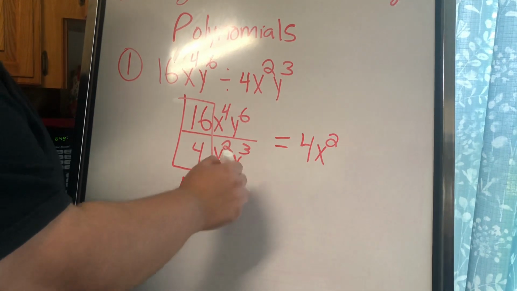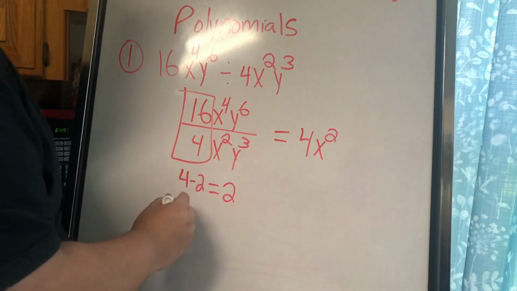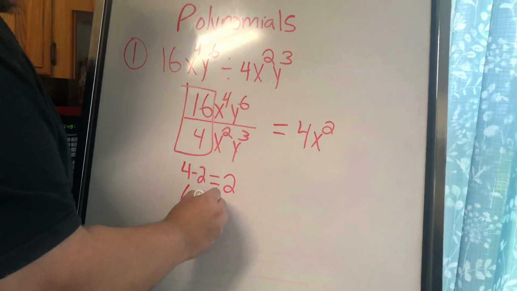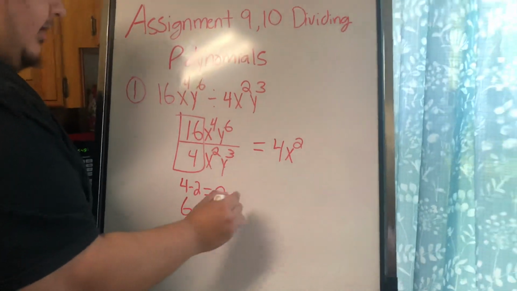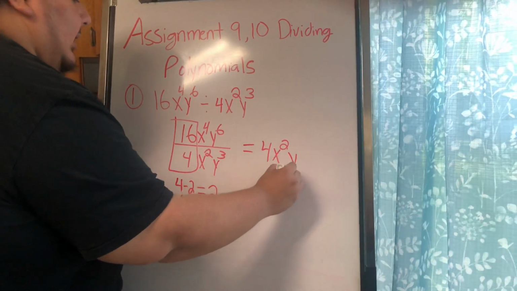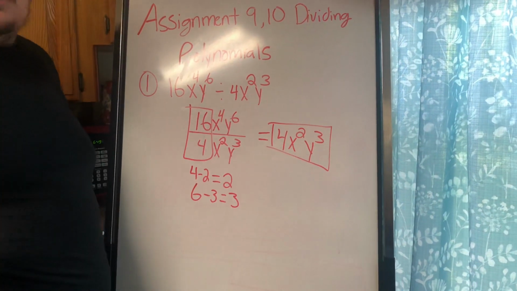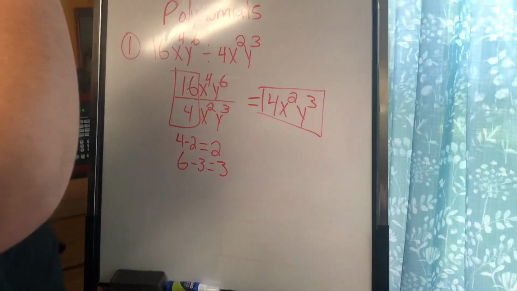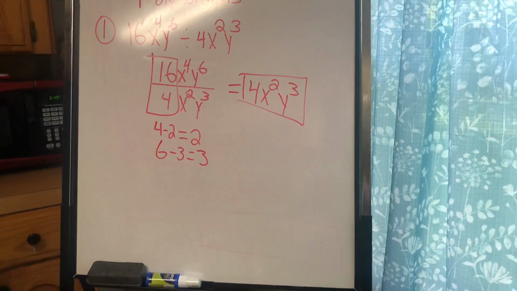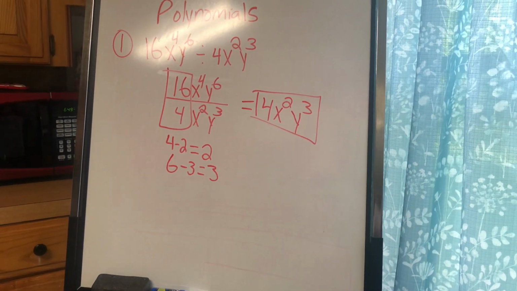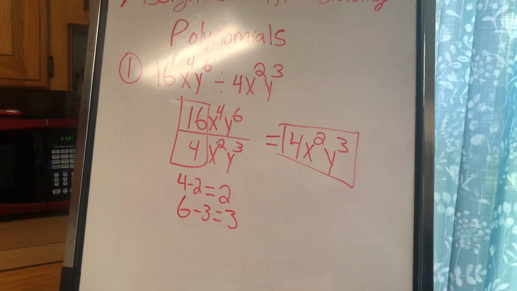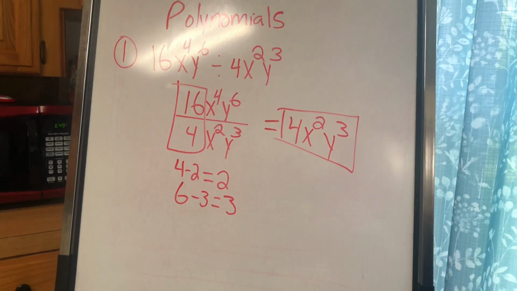Then I'm going to do my y's. That has a 6, that has a 3. So 6 minus 3 will give us 3. So it's going to be y to the power of 3. And you're complete with example problem number 1. Okay, so go ahead and copy that down, guys, and we're going to move on to the next part.